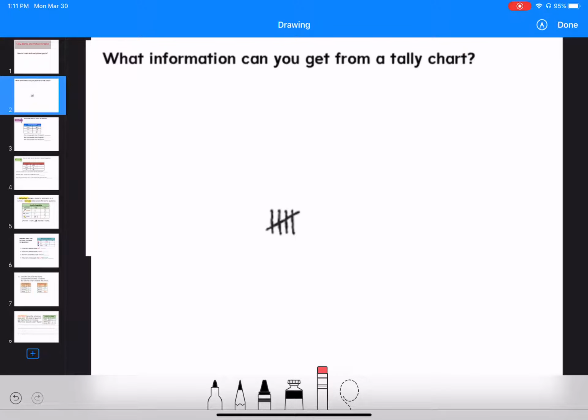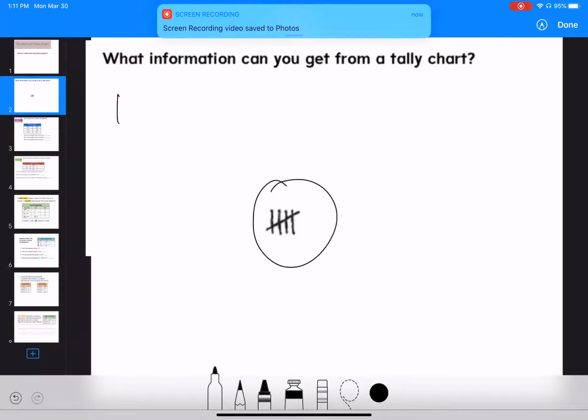These lines right here are called tally marks. Each line represents one person's vote. You are actually going to be using these to make your own tally chart. Okay, so each line represents one vote. And when you get to the fifth vote, that fifth line, you always cross it.